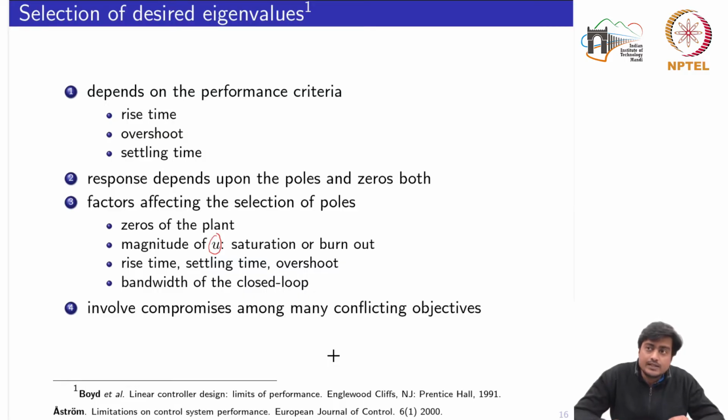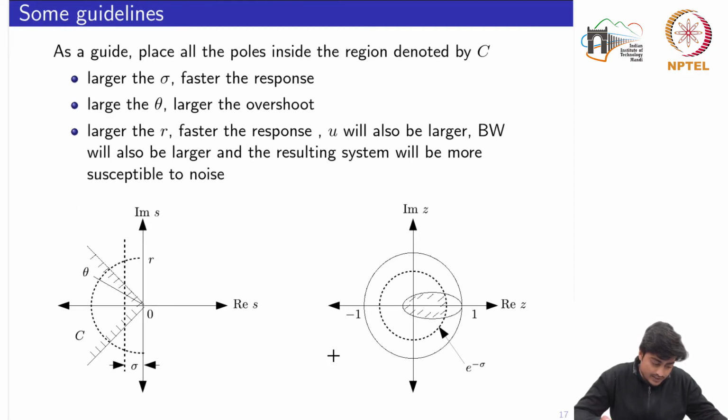We won't go into the details of computing the set of desired eigenvalues, but we will see some guidelines on how one can specify the set of desired eigenvalues. On the left hand side is the S plane in the continuous time domain, and this one is the Z plane in the discrete time domain. The first objective is that all the eigenvalues of the closed loop system should be on the left hand side. Now here we are specifying an additional control objective that all the eigenvalues should be inside this region C, which is defined by this region.